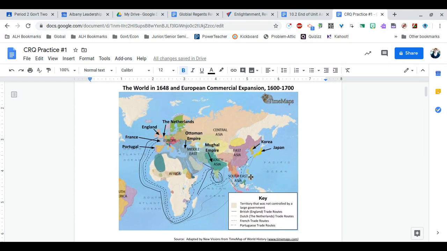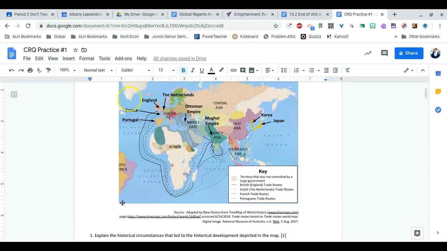So you're not taking a specific thing about this map. You're not going to use the key and figure out what's happening. What you are going to do is look at the map as a whole, and determine what caused this map to be created. Whenever you see historical circumstances, think about what caused the event that's taking place in the document. For this particular one, you have to figure out what caused all the exploration that you see happening in this map. All right.